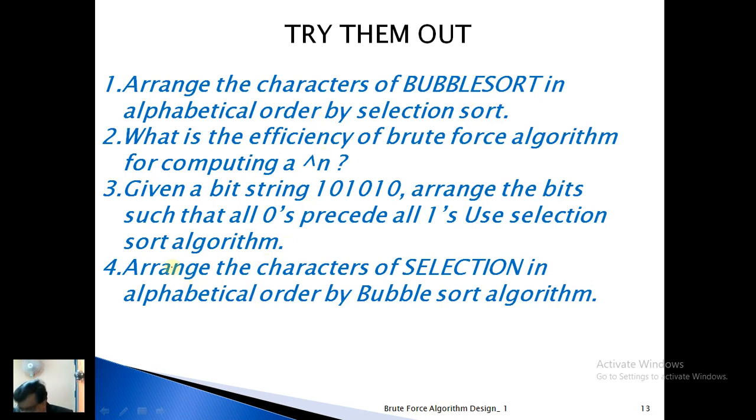So with this, I think we have completed a portion of the brute force algorithm design technique. The brute force algorithm design technique version 2 will also come shortly. Until then, bye.